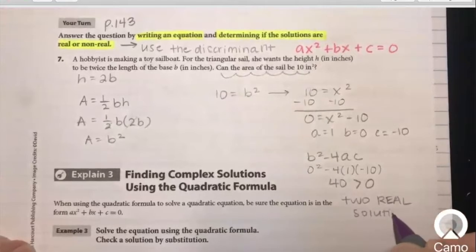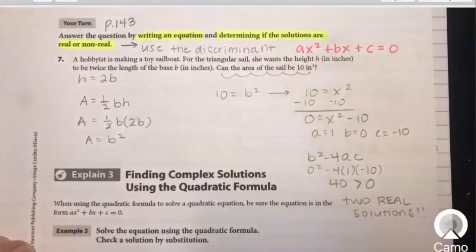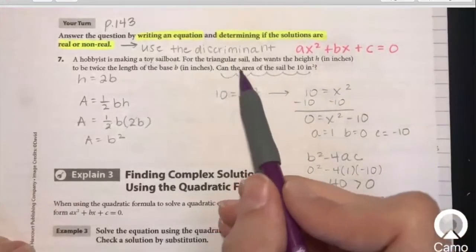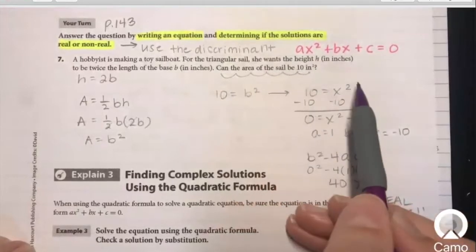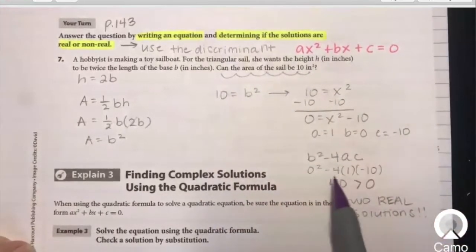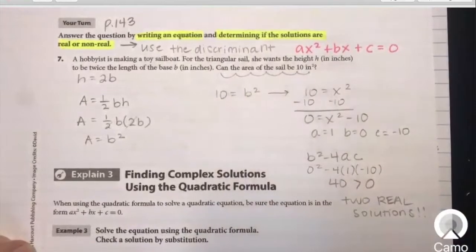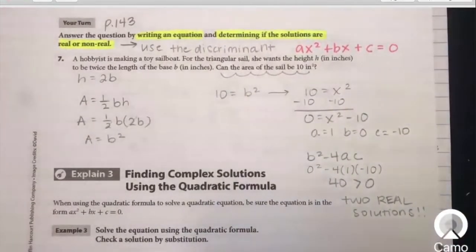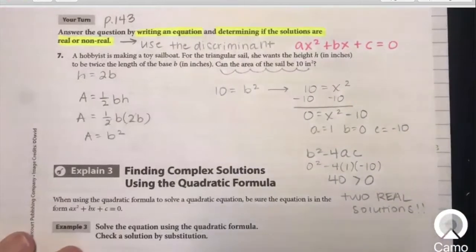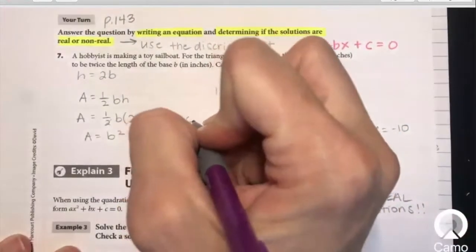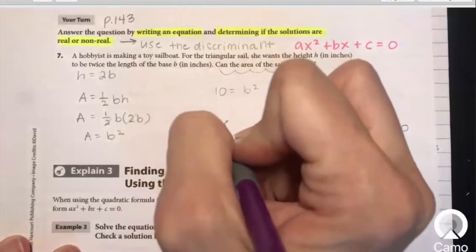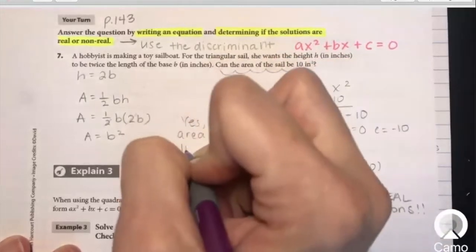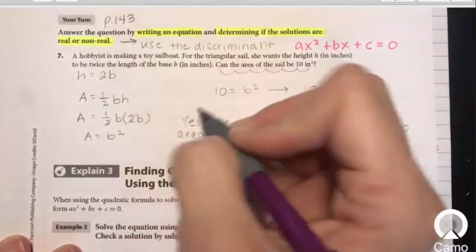solutions. So what does that mean in the context of my problem? Their question is, can the area of the sail be 10 square inches? And the answer would be yes. We know there are 2 possible solutions, and they could potentially be the same, but we know that it is most certainly possible. So we can say yes, the area can be 10 inches squared.